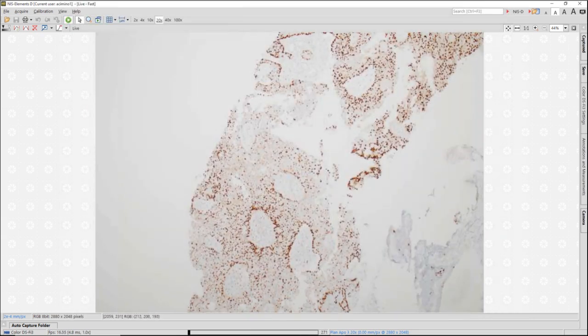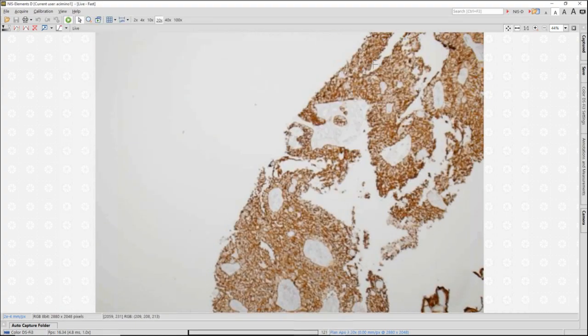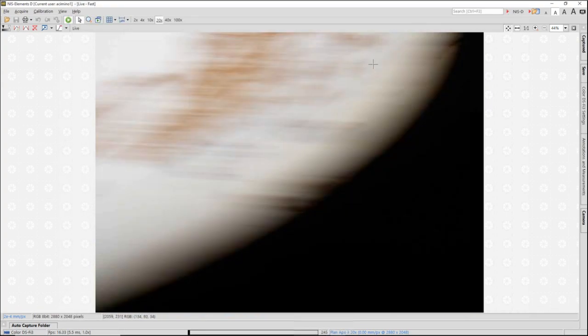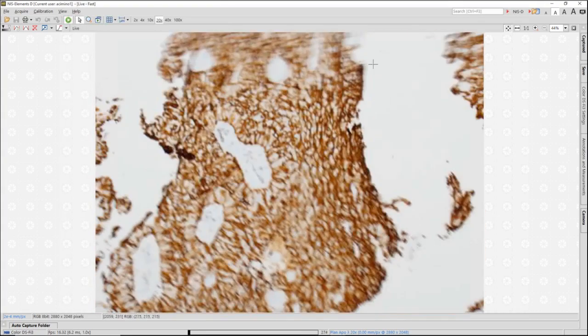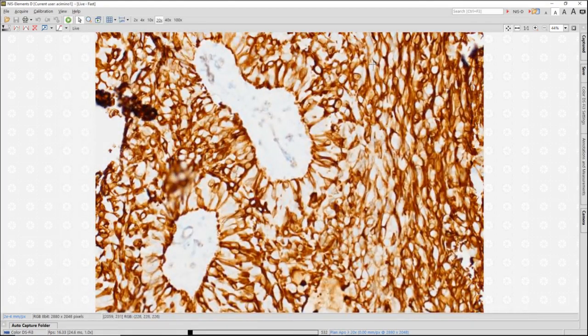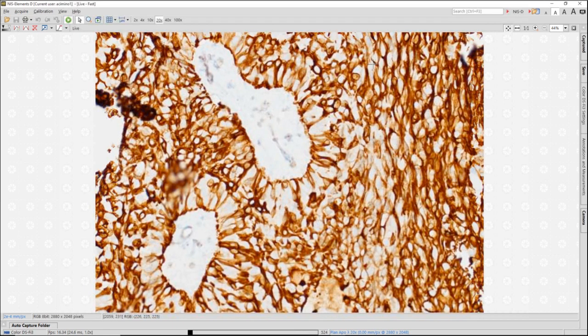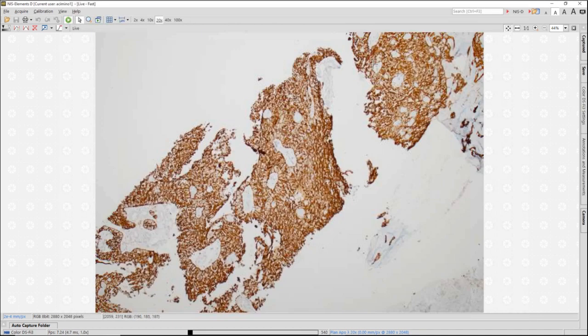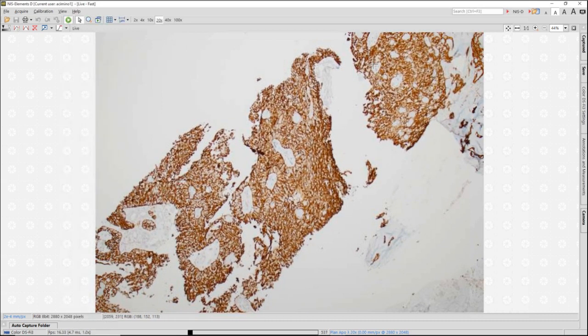Similarly, for CK5/6, we'll see this patchy or mosaic pattern of labeling. Let me get a nice field for you. In the usual hyperplasia, but absence of labeling in atypical hyperplasia. So this is, again, usual hyperplasia in an intraductal papilloma, and it's showing mosaic pattern labeling for ER and CK5/6.